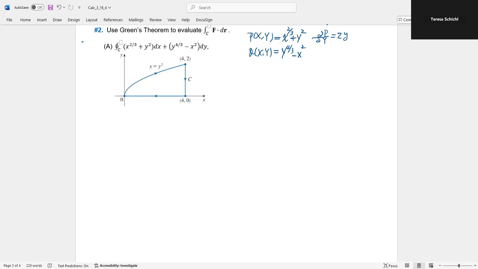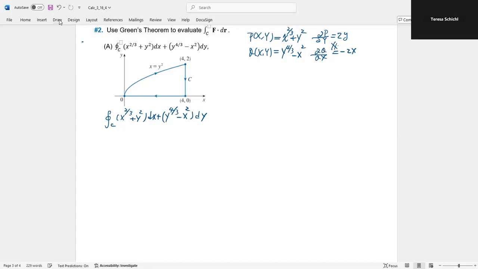Okay, and then partial Q partial x will be what? It will be negative 2x here. Obviously, these are not equal, so it's not a conservative field. So now the only thing we need to be careful about is this integration along this curve, x to the 2/3 plus y squared dx plus y to the 4/3 minus x squared dy.